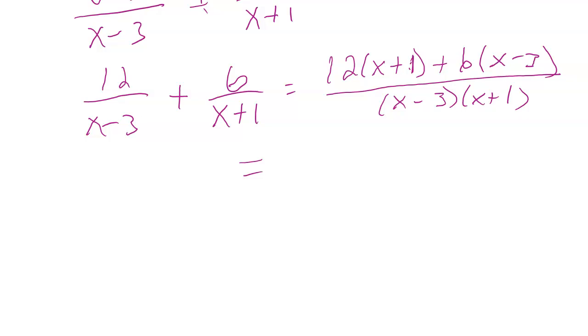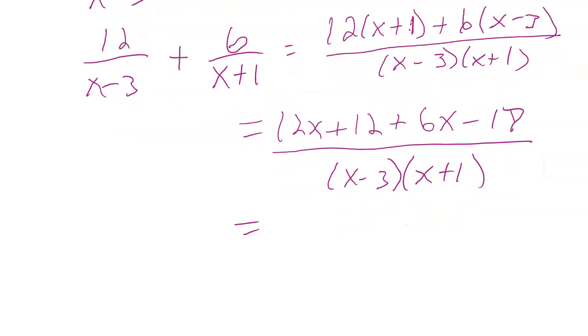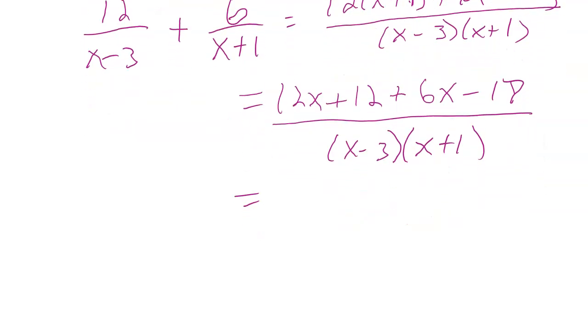Distribute, combine like terms. Never FOIL the bottoms. You always want to keep those factored. So we'll say 12x plus 12. As you go to higher classes, you never FOIL out. You're always solving by factoring. This is better. Foiling, you'll make a ton of mistakes. Which is very counterintuitive, but factoring will become easier as the problems get harder.